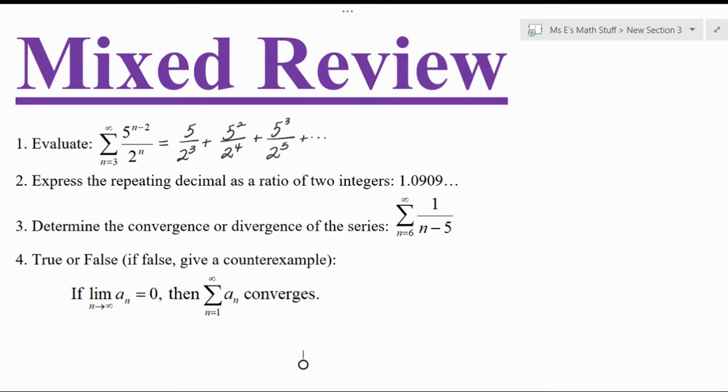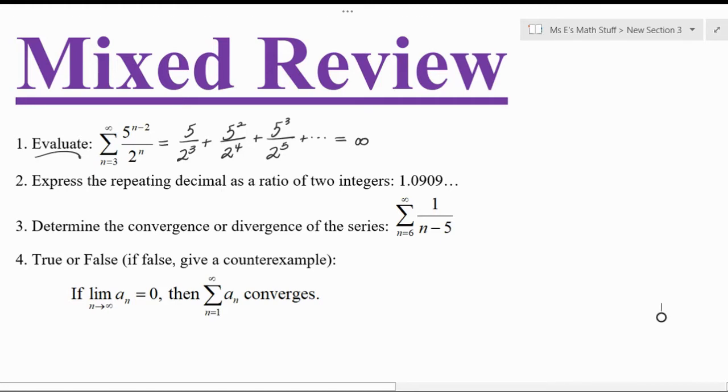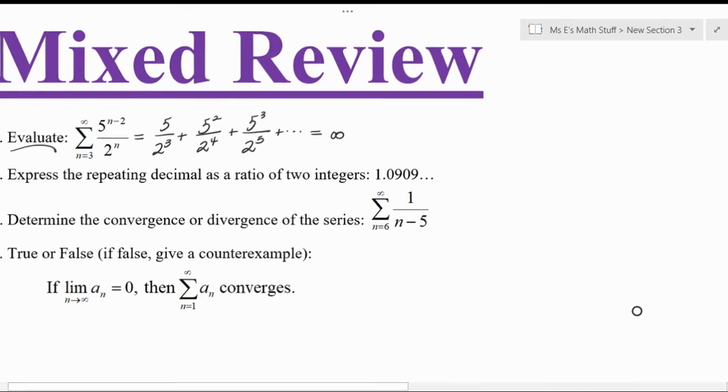So I hope it makes sense that the terms themselves are going to diverge to infinity. So the sum itself would also, of course, diverge to infinity. And so if the direction said evaluate, I would say it equals infinity. There you go. Somebody asked, does it converge or diverge? I would say it diverges, and I could even tell them that it diverges to infinity. There you go.